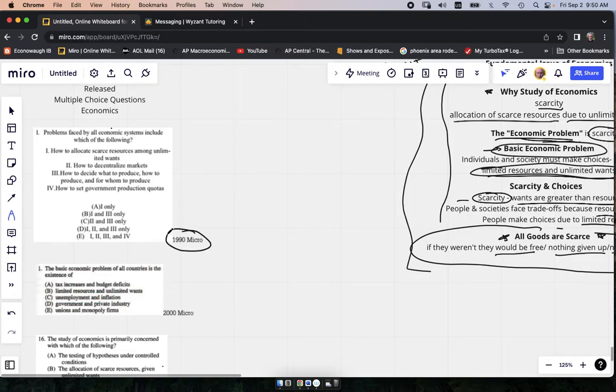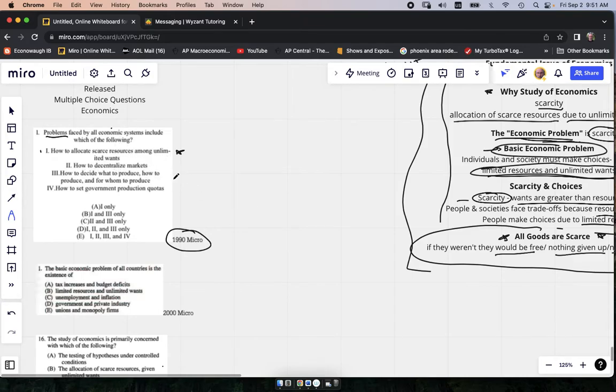So in 1990, for micro, problems faced by all economic systems include which of the following? I hear one: how to allocate scarce resources among unlimited wants. I like that one a whole bunch. That looks a lot like our problem on how to allocate goods due to scarce resources.